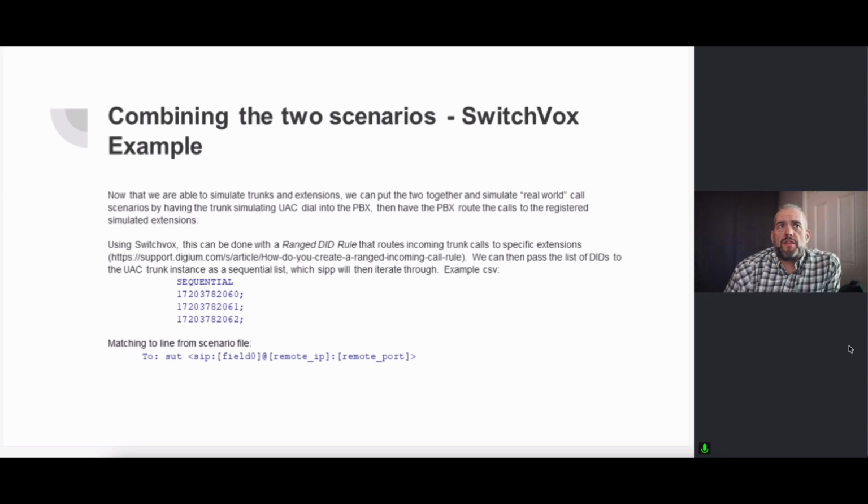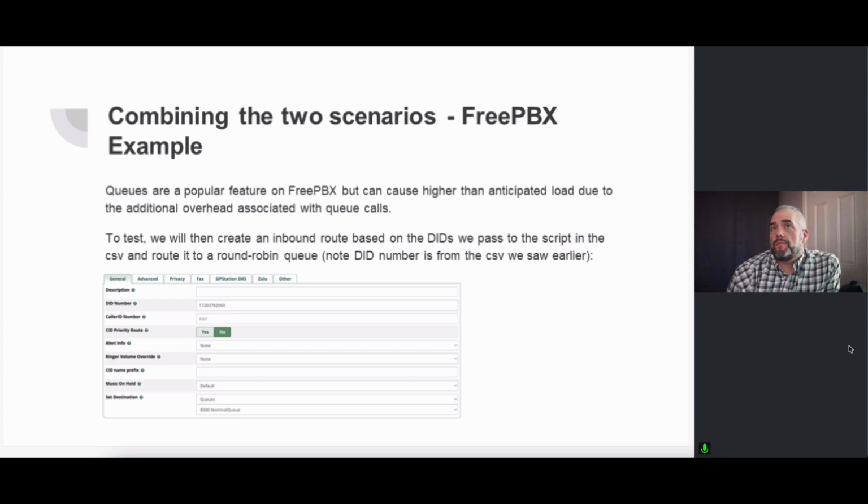If we look at the line from our scenarios file, we can see again it's reading field 0. It's the only field in this file because we're just reading in the DIDs. If you don't know how SwitchVox range DID rules work, basically it's going to do some math on those numbers. Generally, you strip off the leading part, so for instance 2060, 2061, 2063 would be your extension. This is a really quick and easy way to generate bulk calls in, simulating a trunk, triggering a rule, and just walking through calling those extensions in order.